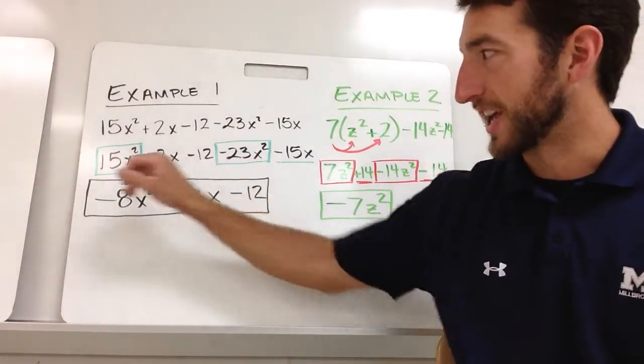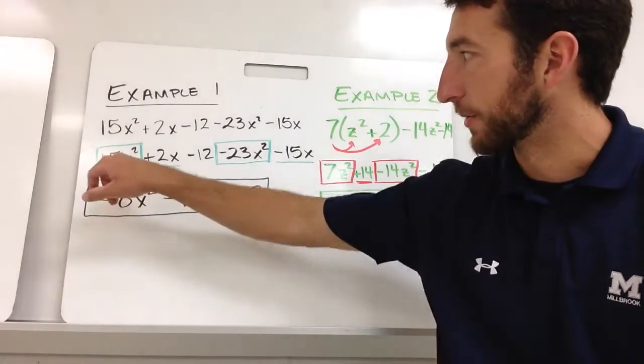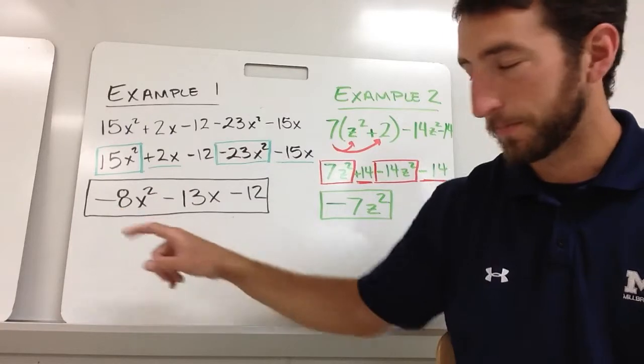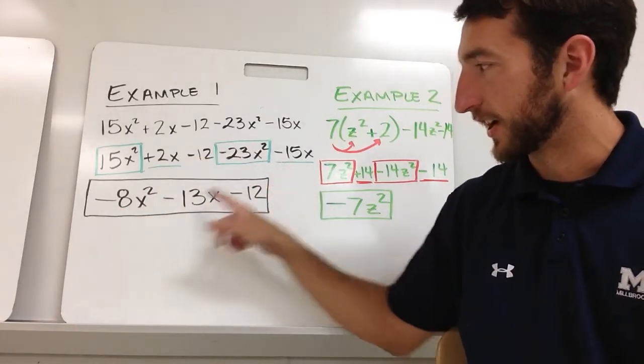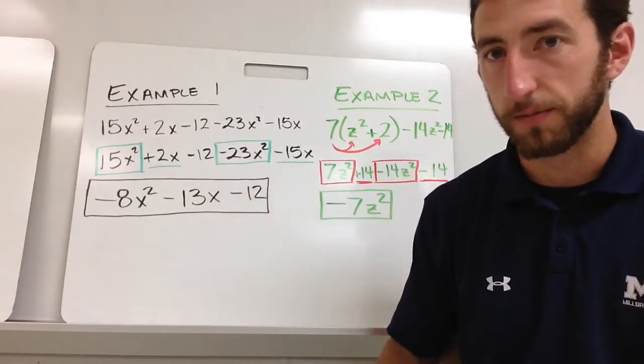Then what we do is add the coefficients, those numbers that are in front of our variable. I take 15 and add it to negative 23. I get negative 8. I take positive 2x added to negative 15x, I get negative 13x. Then I have this negative 12, and I just bring down the negative 12.